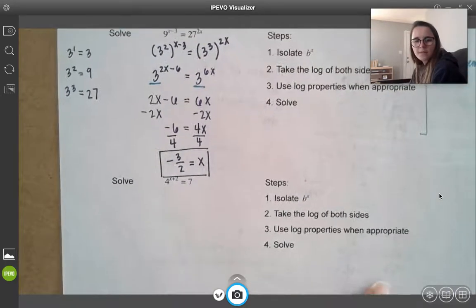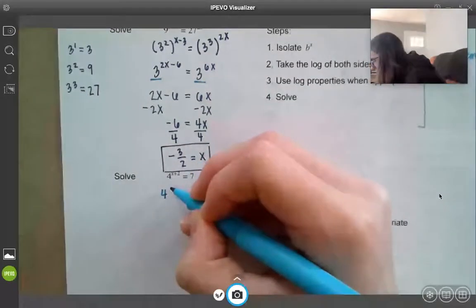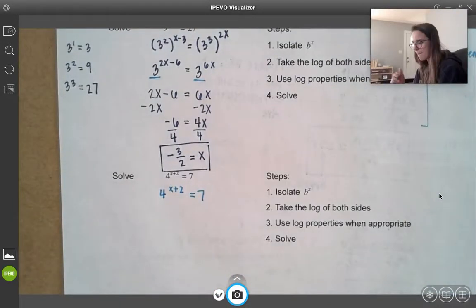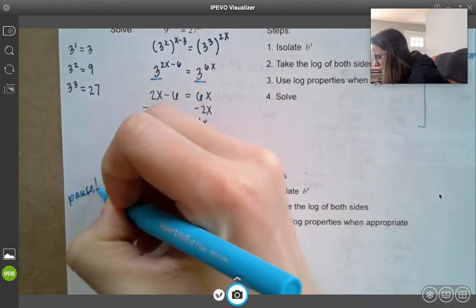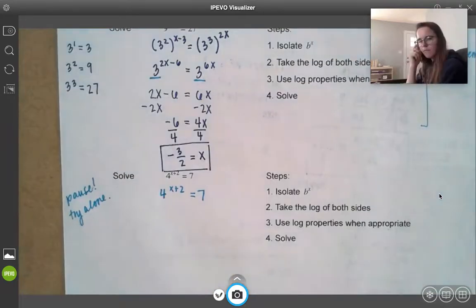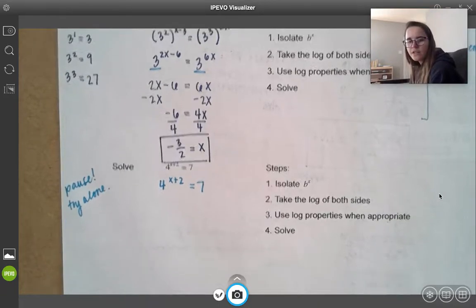All right, one last problem. 4 to the x plus 2 equals 7. I'm going to go ahead and rewrite that because I kind of cut myself off. All right, I would pause here and try it on your own, and then check over your answer when you're finished.